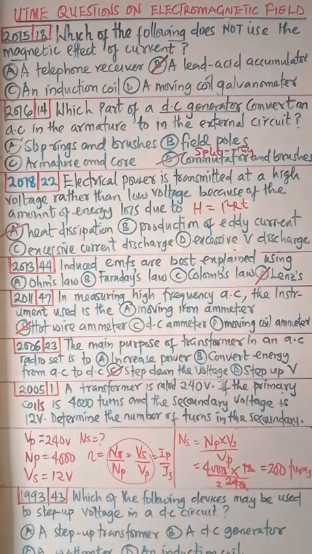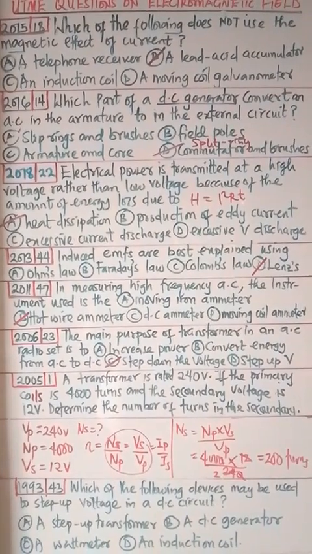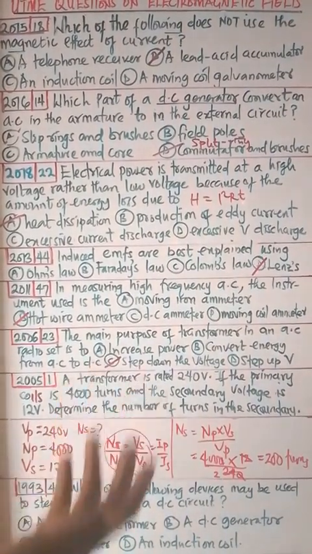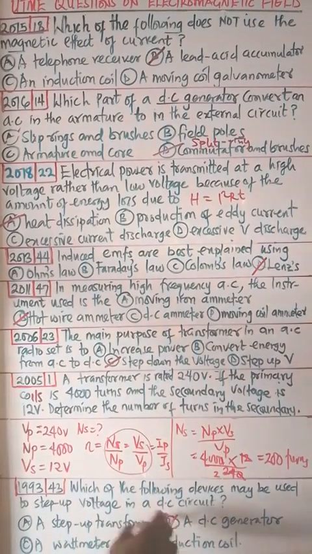Next, which of the following devices may be used to step up voltage in a DC circuit? If you have a DC circuit, first we want to step up voltage to increase voltage. Generator has nothing to do with stepping up voltage. Generator only generates or converts mechanical energy to electrical energy. So this cannot be the answer. A wattmeter is just to measure power, so it has nothing to do here. So we have two options: step up transformer and induction coil.